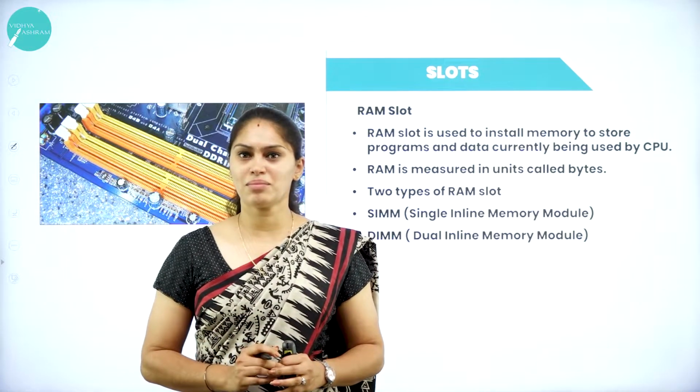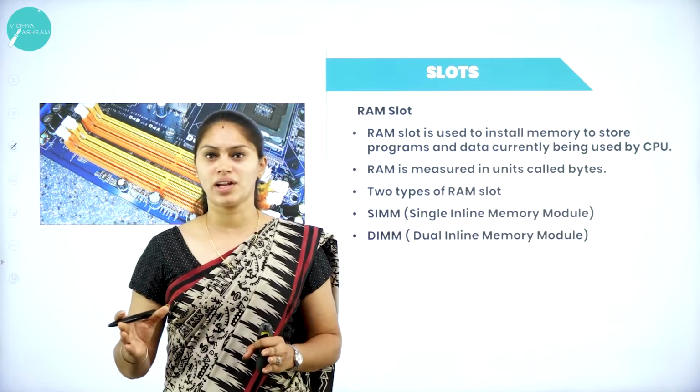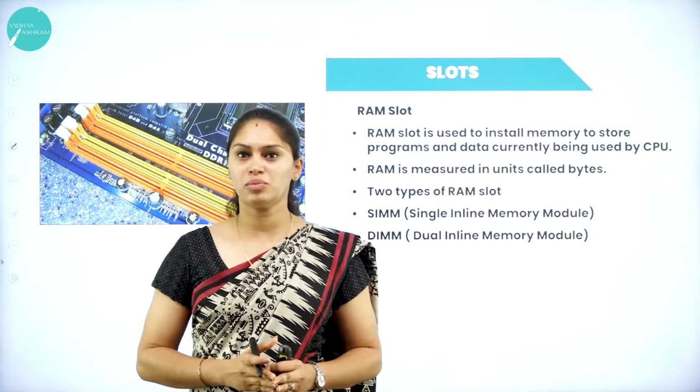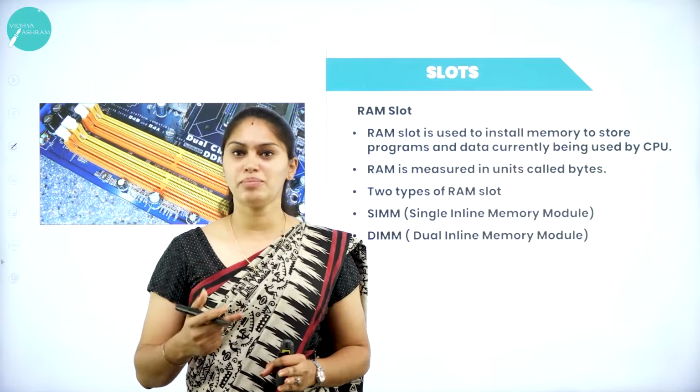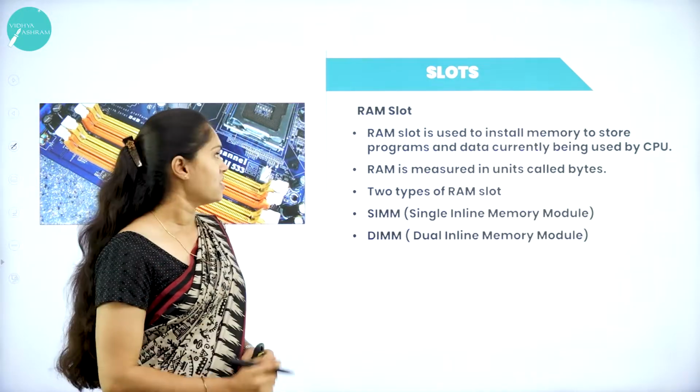Then what do you mean by RAM here? That is random access memory. It is a type of volatile memory. What that means, I will be coming to in the further sessions. So stay tuned.